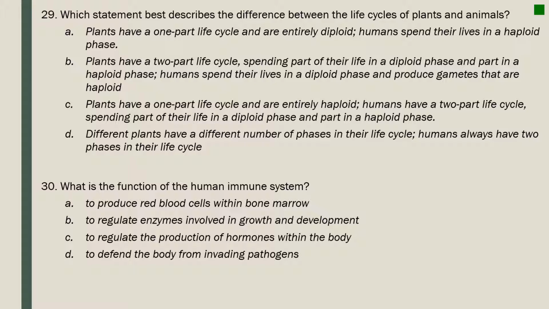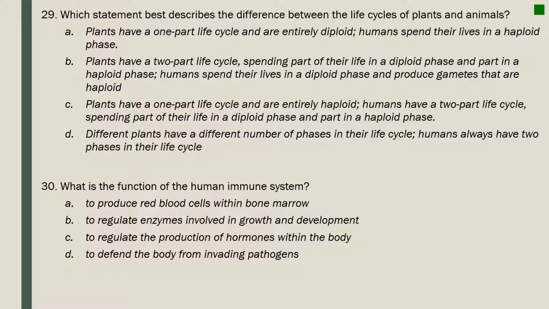29. Which statement best describes the difference between the life cycles of plants and animals? A. Plants have a one-part life cycle and are entirely diploid. Humans spend their lives in a haploid phase. B. Plants have a two-part life cycle, spending part of their life in the diploid phase and part in the haploid phase. Humans spend their lives in a diploid phase and produce gametes that are haploid.